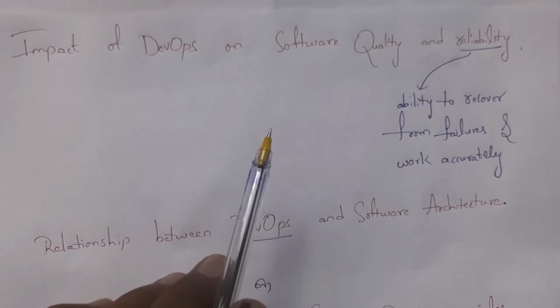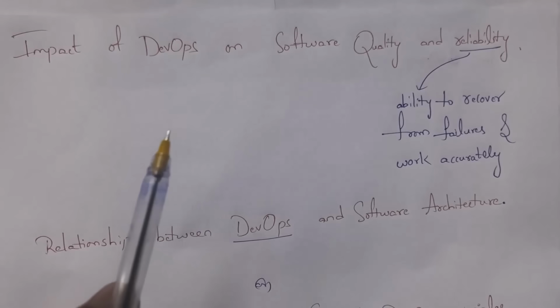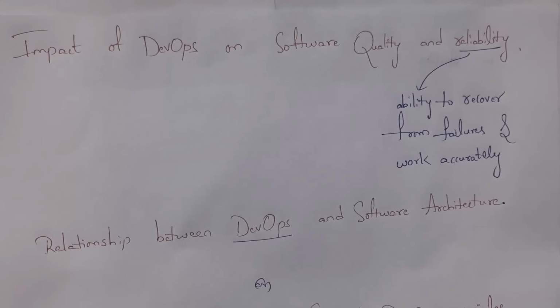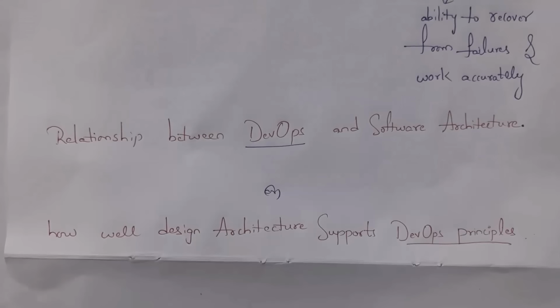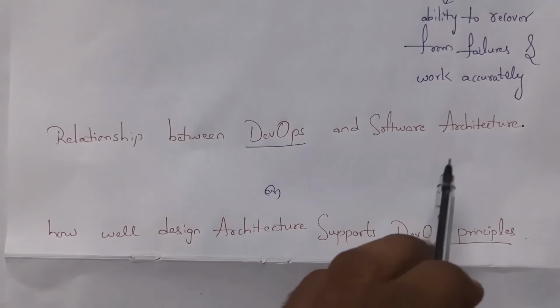Reliability means software that can automatically recover from failures and work accurately. This is the meaning of reliability. Next I will explain the relationship between DevOps and software architecture.